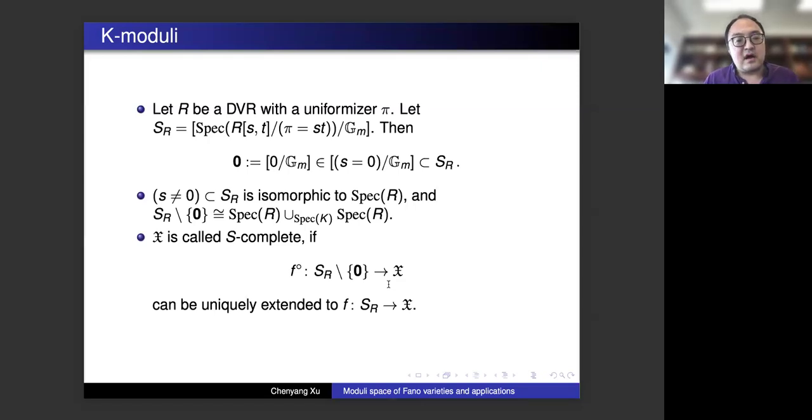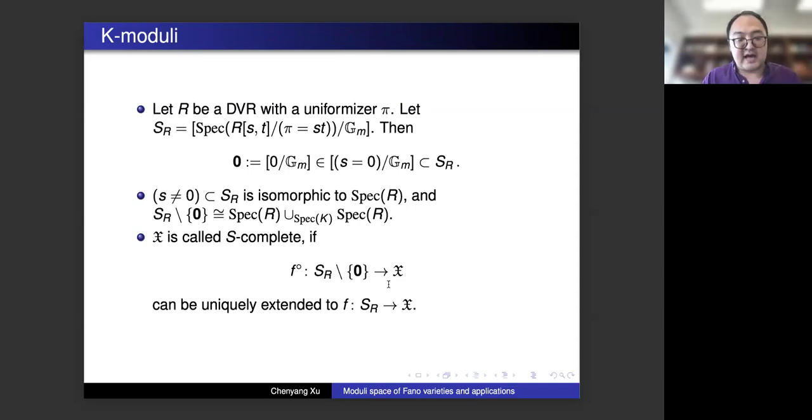Now you can easily say that if I take the open set S is not equal to 0, then S_R is isomorphic to just A^1 over Spec R. Particularly, if I take the union of the two open sets S is not equal to 0 and T is not equal to 0, in other words I look at the complement of 0 in S_R, then I just get two copies of Spec R. And they share the largest stratum, which is given by Spec K. So in other words, I just glue two copies of Spec R along Spec K, and I get a double pointed line.